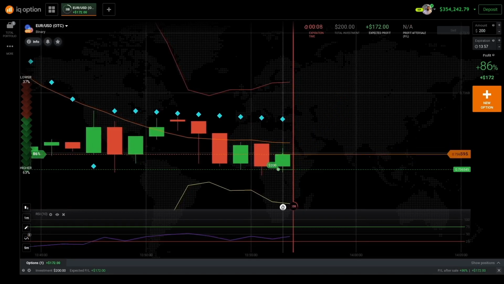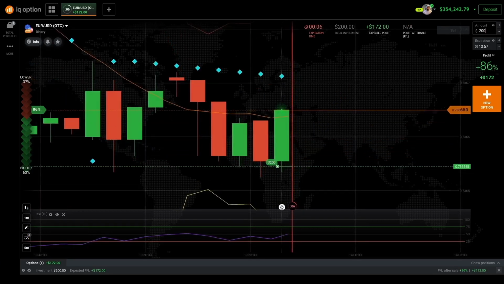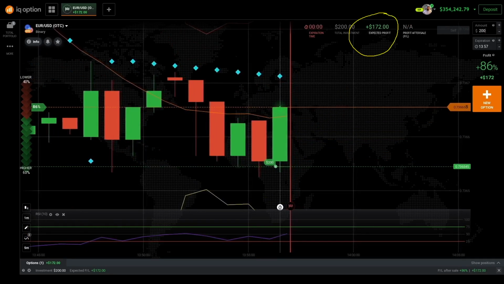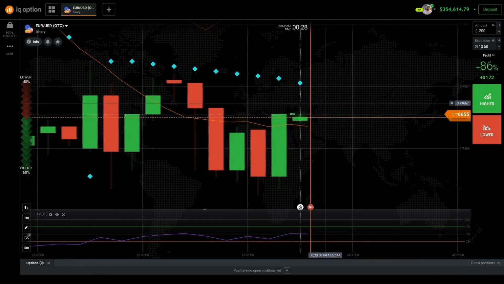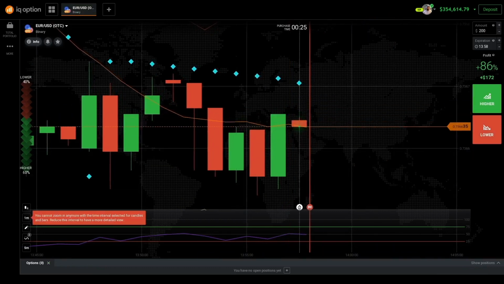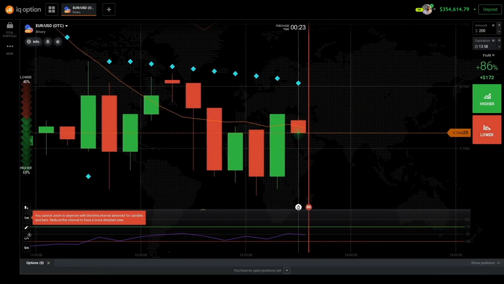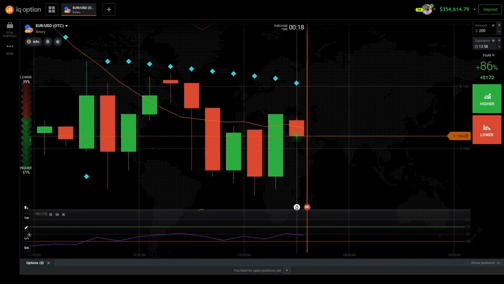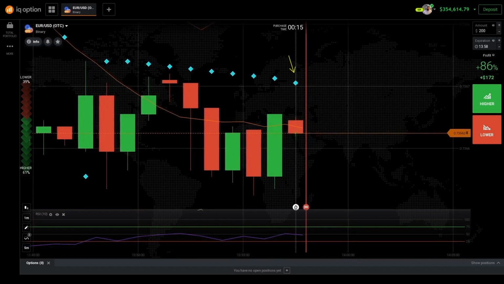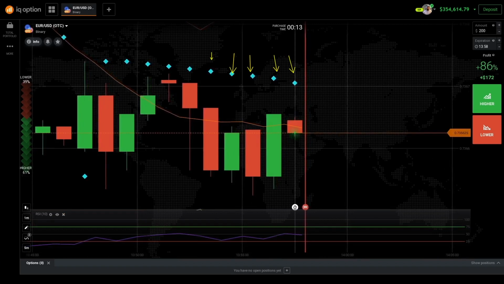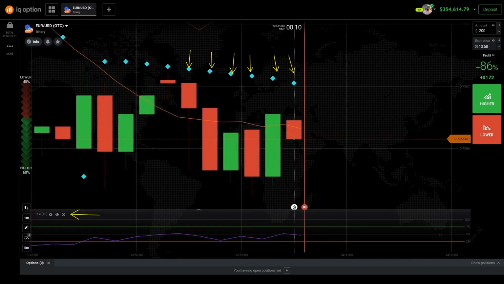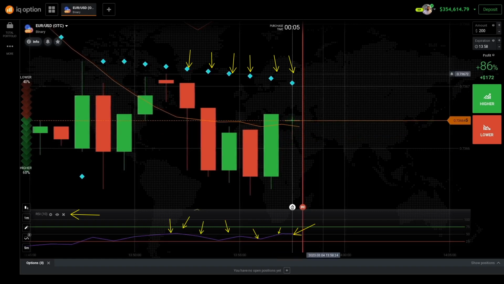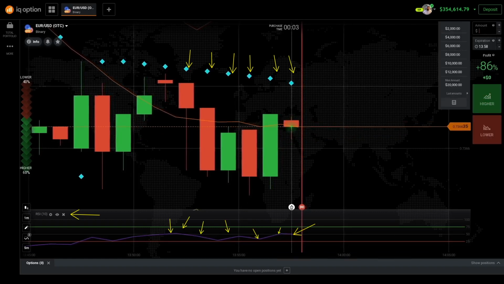If my prediction is right, guys, I'm making $172. Yeah, great. As predicted, $172. So as I was saying, my strategy is based on some simple indicators like Bollinger Bands, parabolic SAR, and RSI here. The way I use these indicators is simple. It's smart, but it's simple.